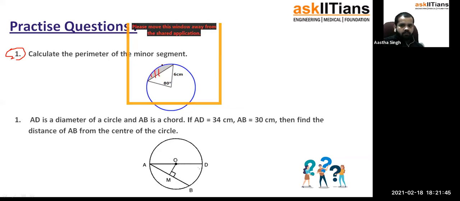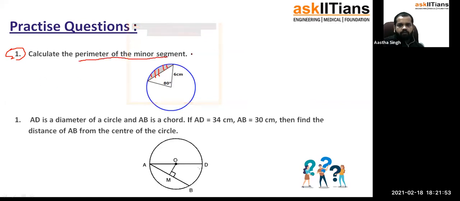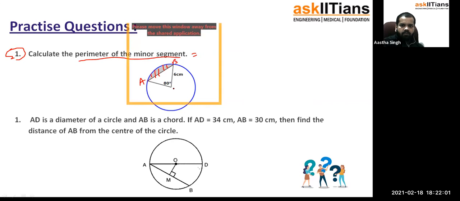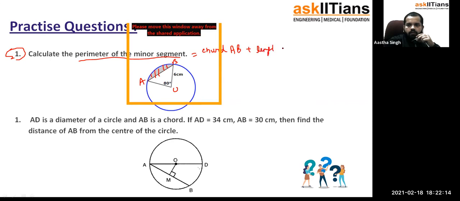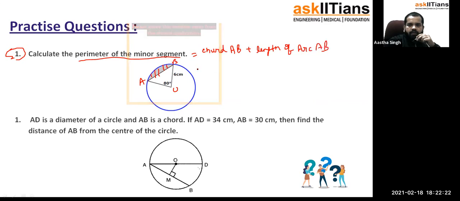We have already told that the perimeter of your minor segment will be equal to, suppose this point is your A, this point is B, the same diagram, this point is O. Perimeter of your minor segment will be equal to chord AB plus length of arc AB, right? What will be the length of chord AB?